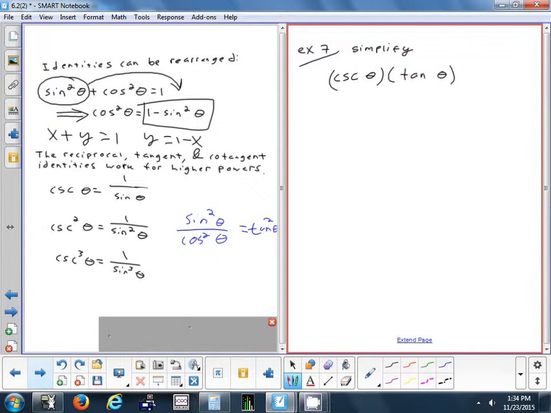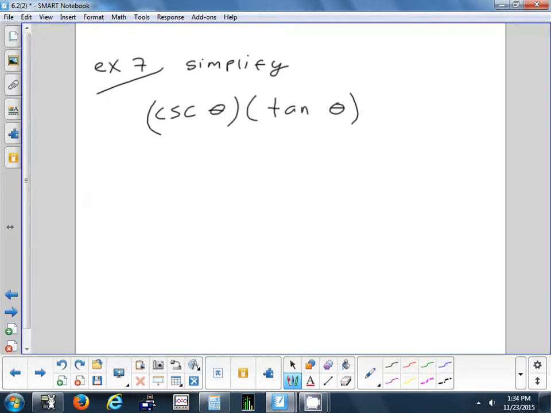Okay, one trick that is helpful is to change everything to sines and cosines. So how can I write cosecant using either sine or cosine? 1 over sine. Yep, that's 1 over sine.